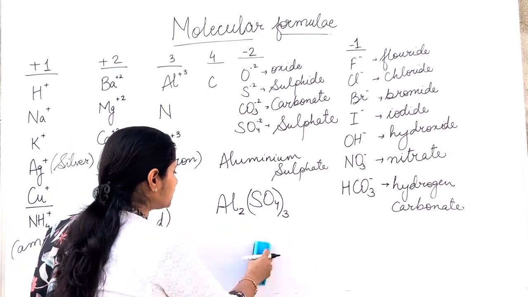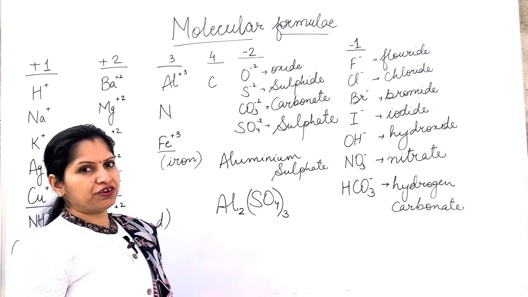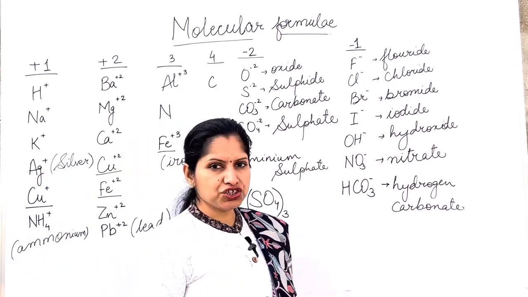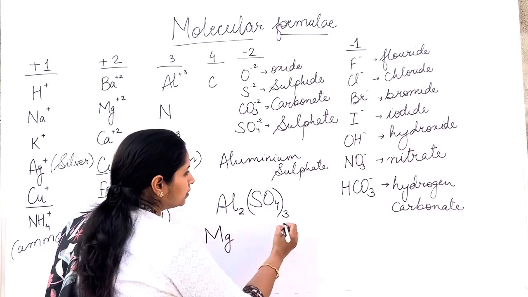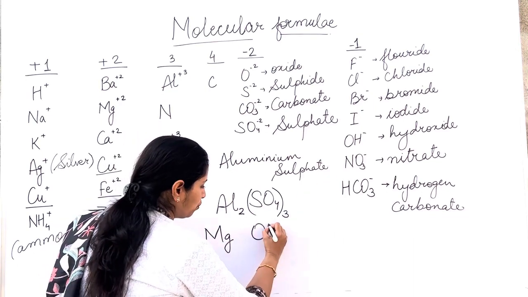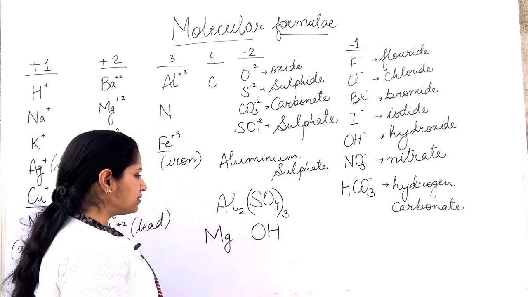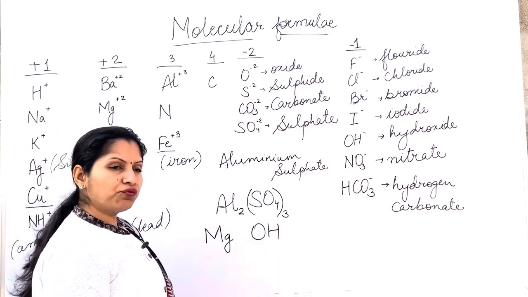Now the next compound, magnesium hydroxide. Like take an example of magnesium hydroxide. So magnesium is Mg and hydroxide is OH. Now, what is the valency of OH?